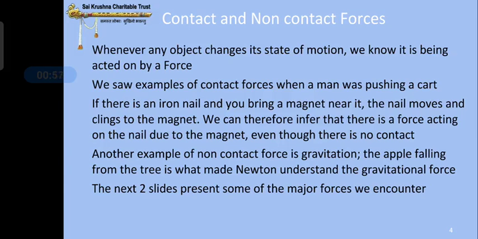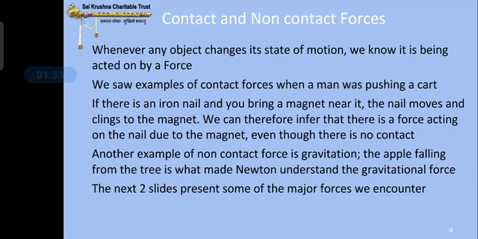If an object changes its state of motion, in the sense I taught you last class, which means either it is at rest or it is moving. If it changes its state of motion, from rest to motion or motion to rest, or the speed changes, then we know that a force is being acted on that object. Right? So we saw examples of contact forces, such as a man pushing a cart. He is in contact with that cart, which means he is touching the cart and then he is pushing.